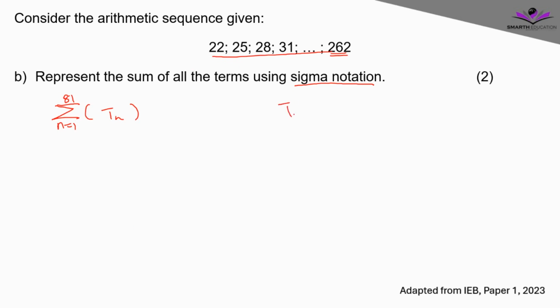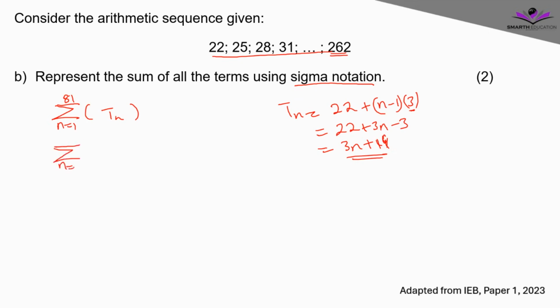We say that our Tn is equal to a, which is 22, plus n minus 1, d, which is 3. Then if we simplify this, we get 22 plus 3n minus 3, then we've got 3n plus 19, isn't it? So 3n plus 19, that's our general term. Using sigma notation, this sequence is like this. And then we have our 3n plus 19 there.